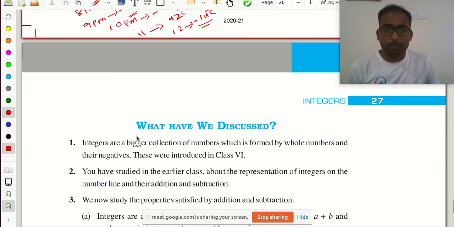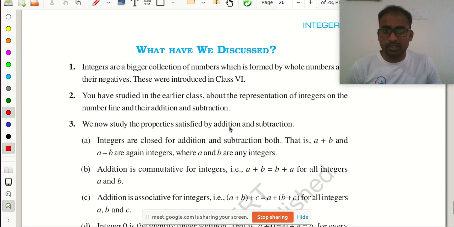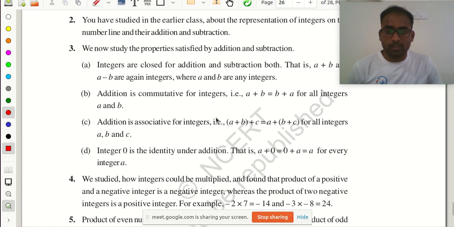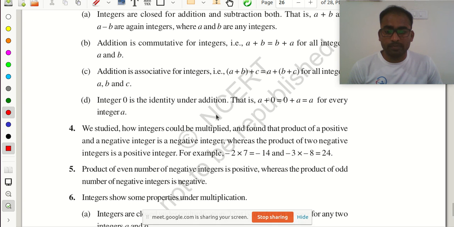With this we completed our integers. And what did we discuss in these integers? We discussed what an integer is, and we discussed the basics of whole numbers and natural numbers. Then we discussed the properties of an integer. What are the properties? Closure, commutative, associative and distributive. And we discussed the identity element, multiplicative identity.